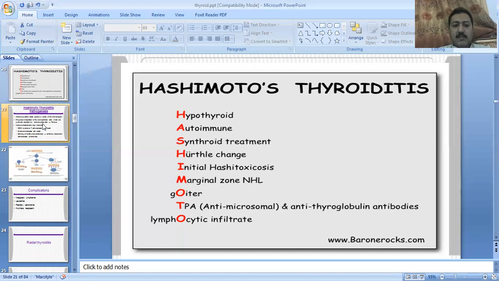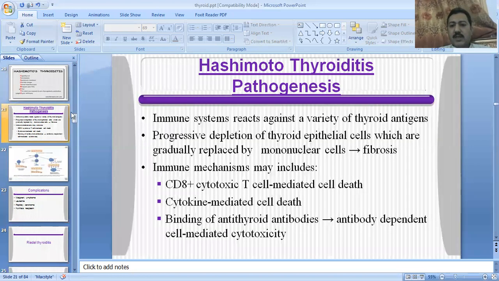So this is the pathogenesis of Hashimoto thyroiditis, by which mechanism Hashimoto thyroiditis occurs in the thyroid gland. This is an immunological process, an immune process.